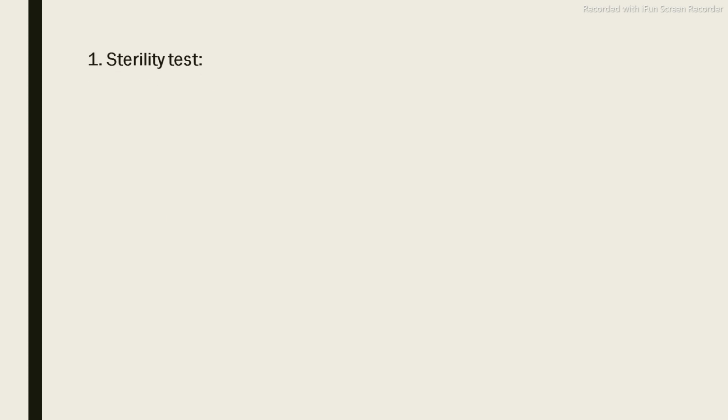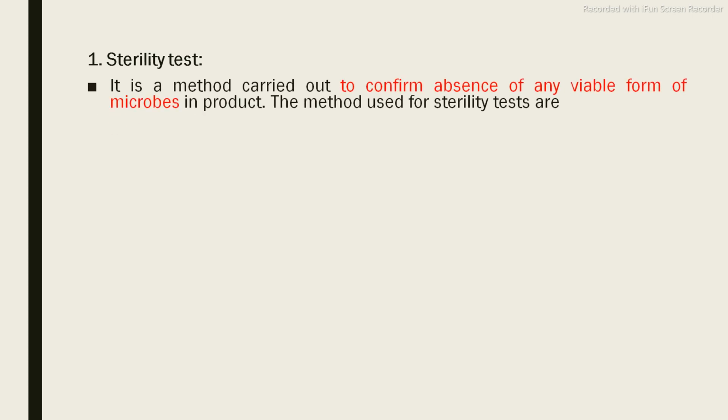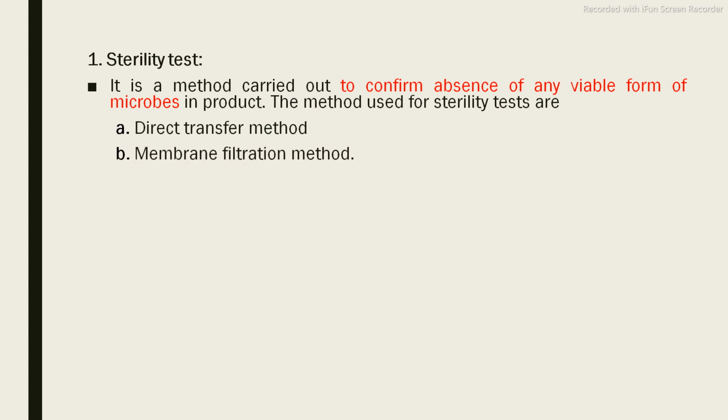First one is the sterility test. It is the method carried out to confirm the presence of any viable form of microbes in the product. Once your ampoules or vials are ready, then we have to confirm that the product is completely free from microorganisms. And how to check whether the microorganisms are present or not? There are two methods. First one is the direct transfer method, and second one is the membrane filtration method. By these two methods we can confirm the presence or absence of any microorganisms.